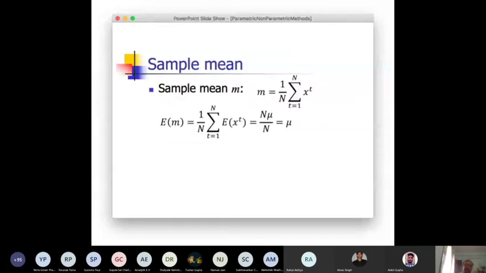Yeah, please. Sir, the second mu you have written in the second line, E of M. And what's that mu? Mu is the expectation of x. M is the sample mean. So mu is the expectation of the random variable x, and M is the sample mean. So consider any random variable. Mu is the expectation of x, and M is the sample mean.